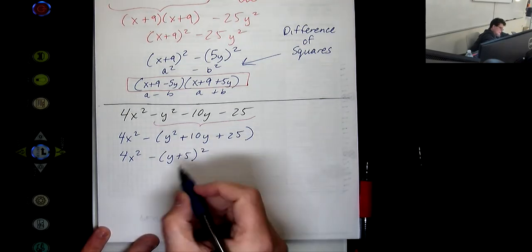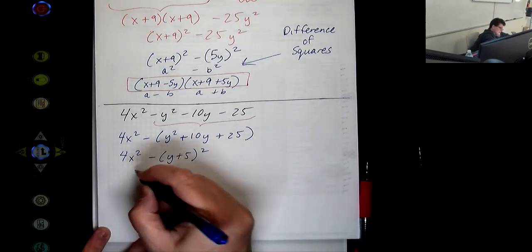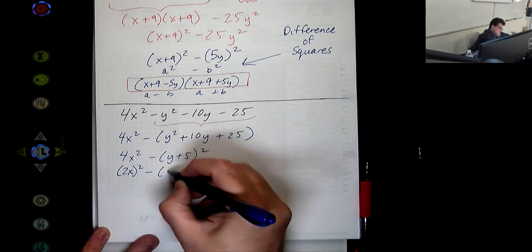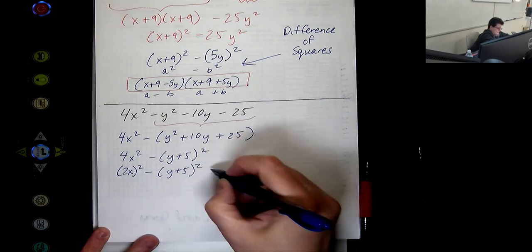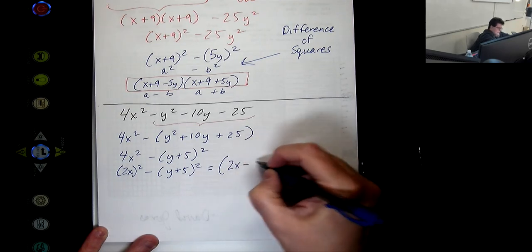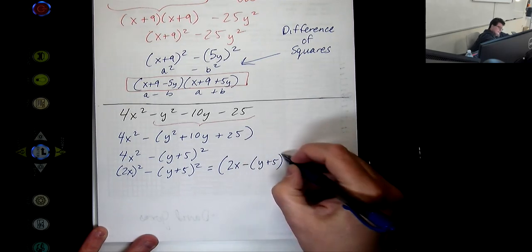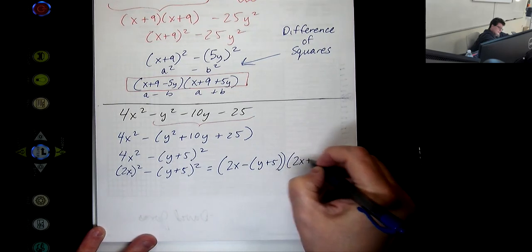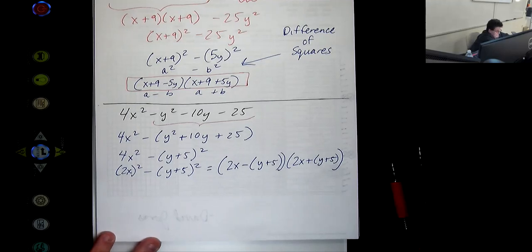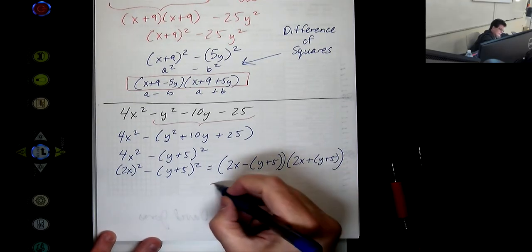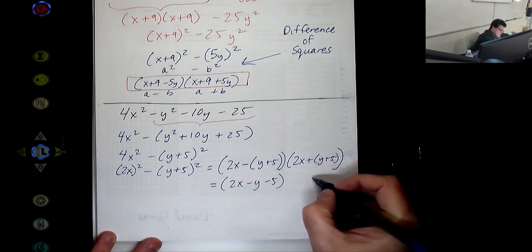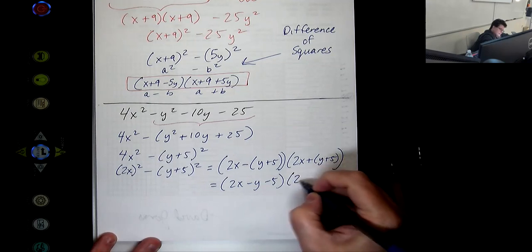Hopefully you got that down to y plus 5. And this is 2x squared. So I'm going to have 2x minus y plus 5 times 2x plus y plus 5. And you want to distribute the negative in this one. You'll have 2x minus y minus 5. And now this set of parentheses on the inside is not important.